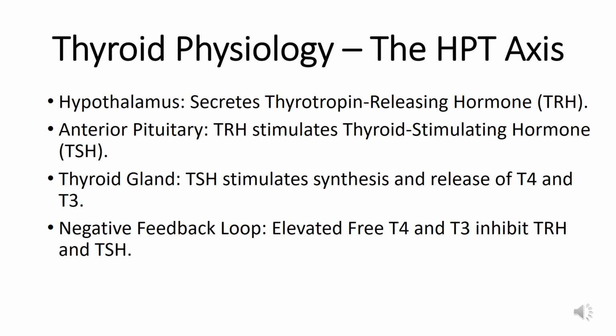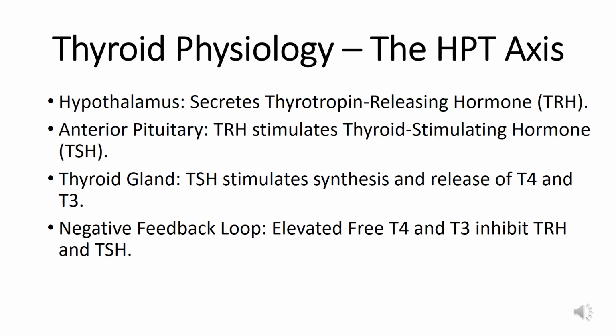An important feature of the hypothalamic-pituitary-thyroid axis is the negative feedback loop. As circulating levels of free T4 and free T3 rise, they signal both the hypothalamus and the pituitary gland to reduce hormone production. The hypothalamus decreases thyrotropin-releasing hormone secretion, while the pituitary decreases thyroid-stimulating hormone release.